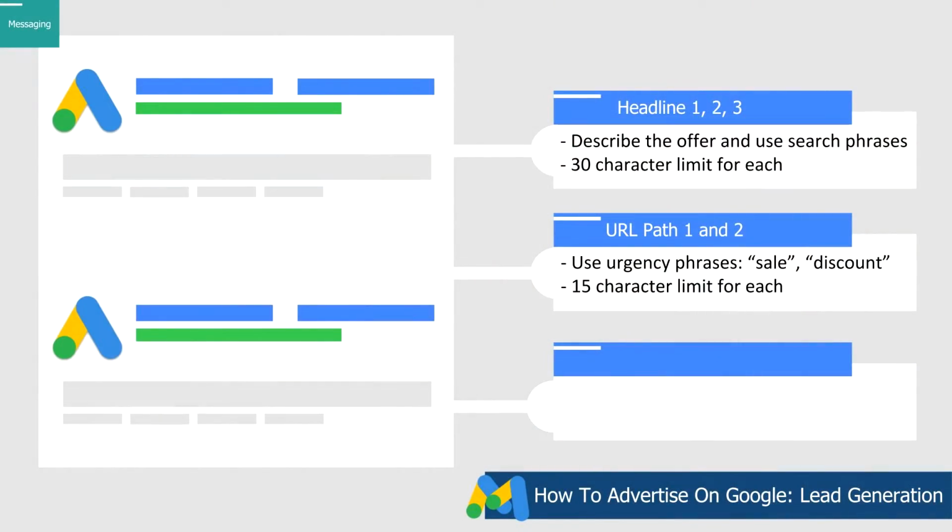This is another great place where you can call out specific benefits of working with you, or you can include little phrases like free, discount, or limited time to build urgency. You have 15 characters on URL 1 and 2.